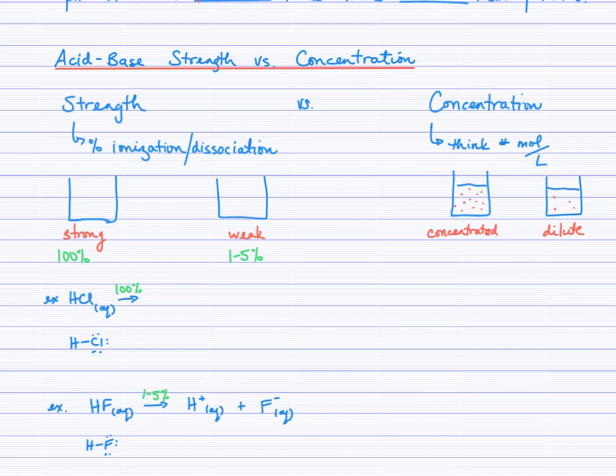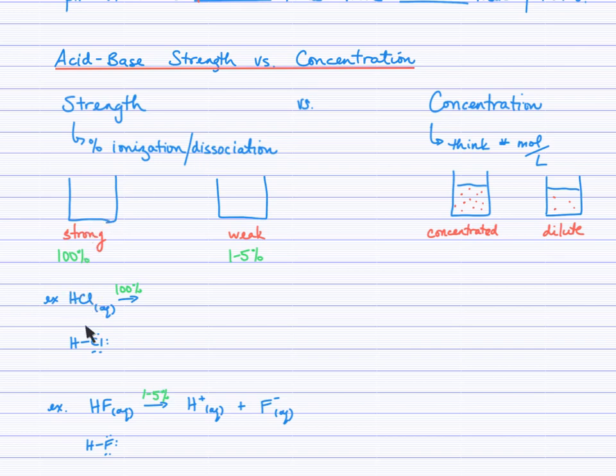Strength, on the other hand, is an entirely different concept. Strength of acids and bases has to do with the percent that they ionize or dissociate, the percent that break up into or form ions. So when you have a strong acid or base, there's 100% ionization or 100% dissociation.